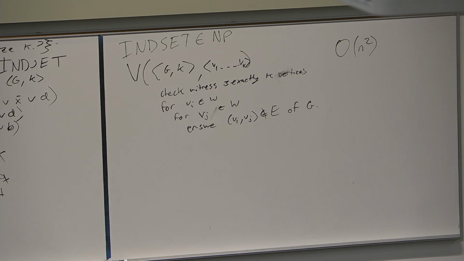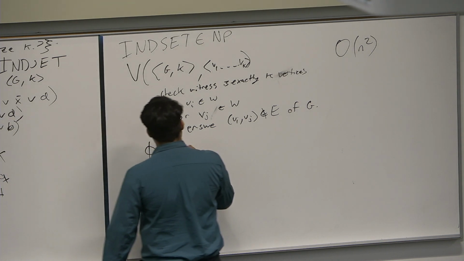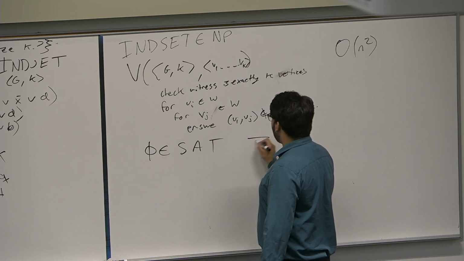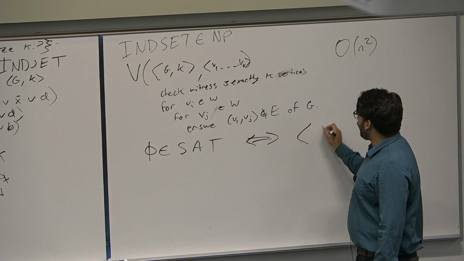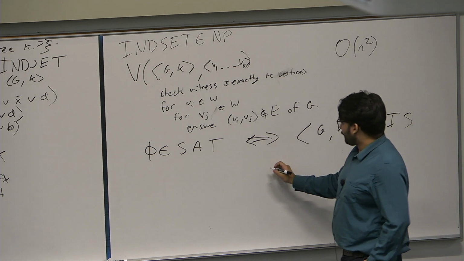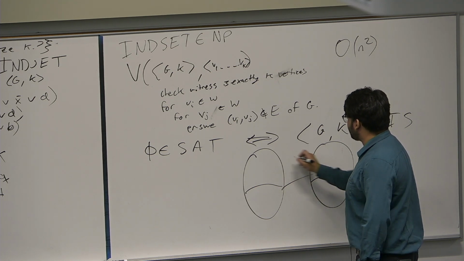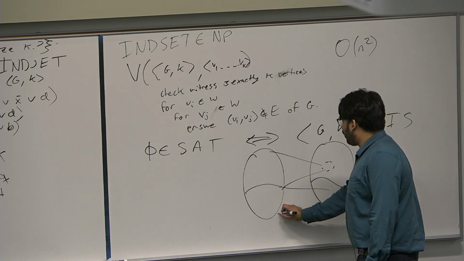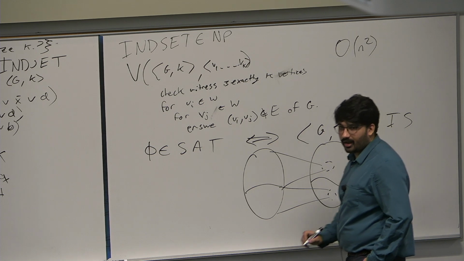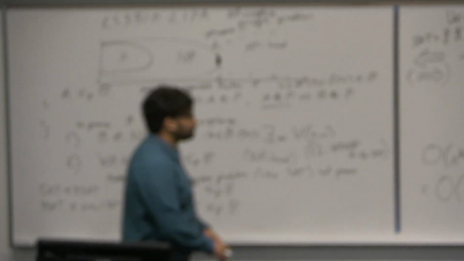What we seek is a polytime computable function such that for any formula phi, phi is in SAT if and only if some graph G and some k is in independent set. Specifically, this reduction is going to go from all formulas to perhaps some graphs. But all we care about is that the reduction ought to be correct, right? So we're going to use this property to get the specific graph that we want.